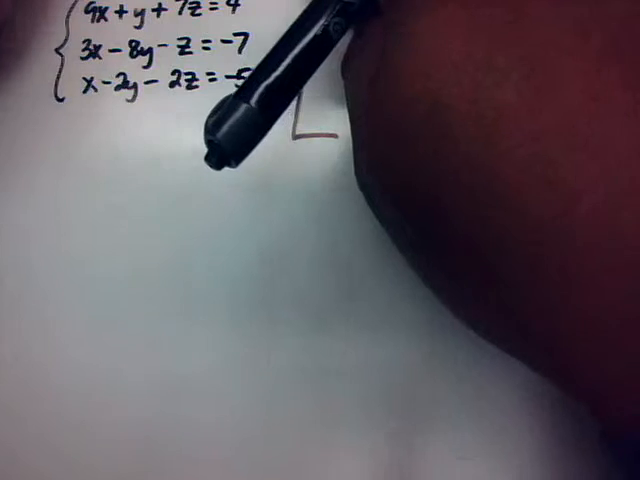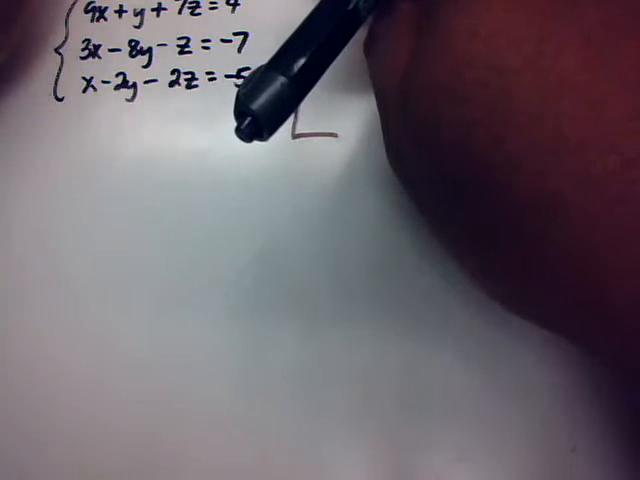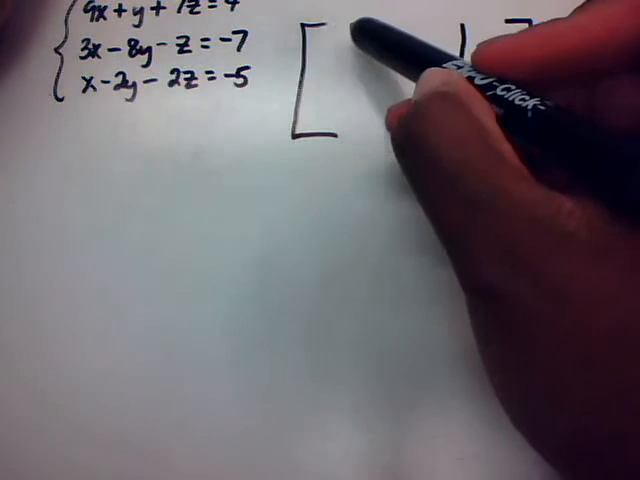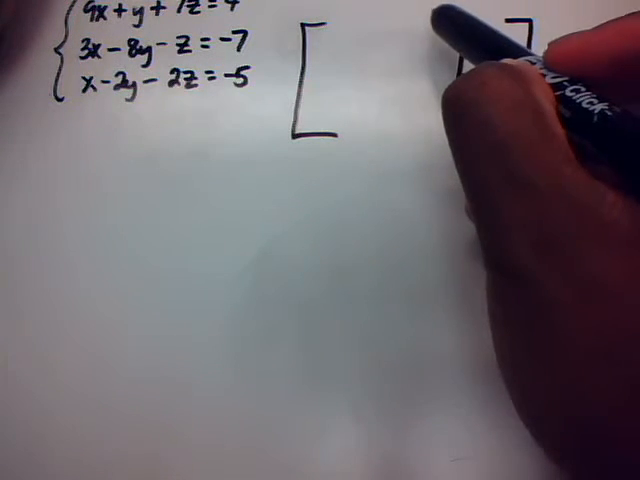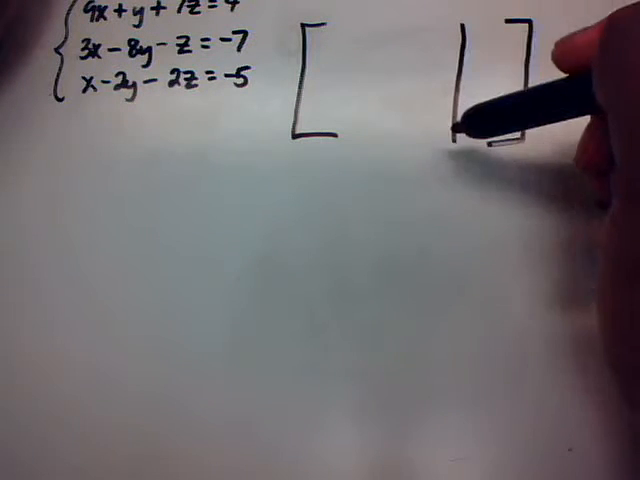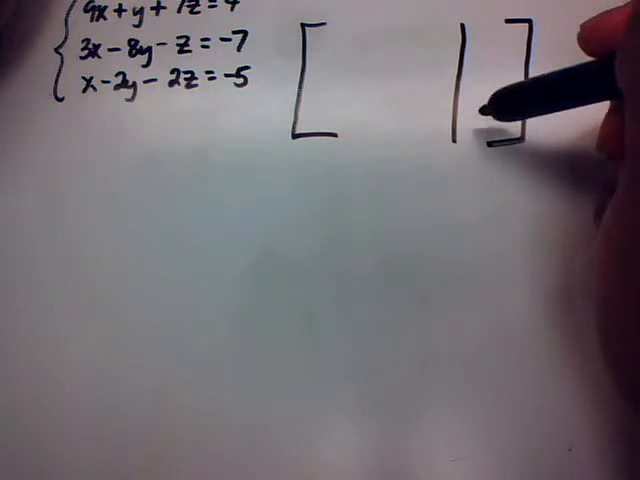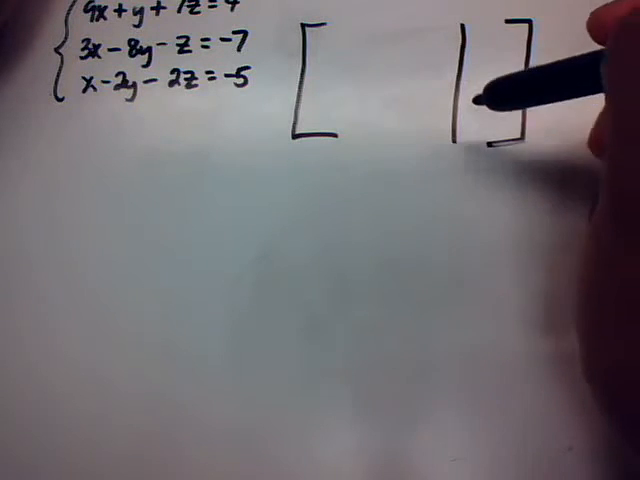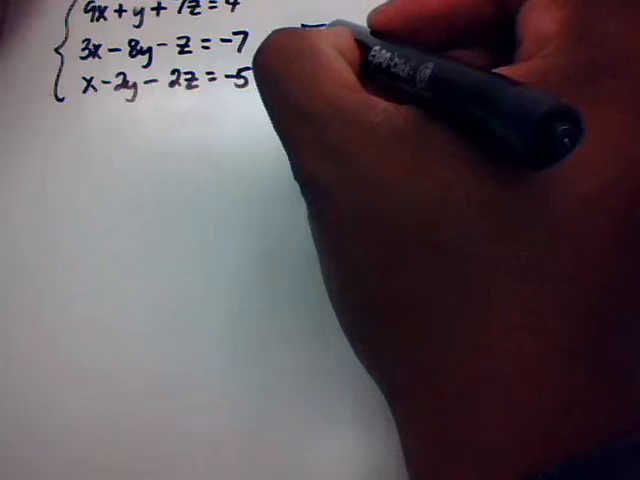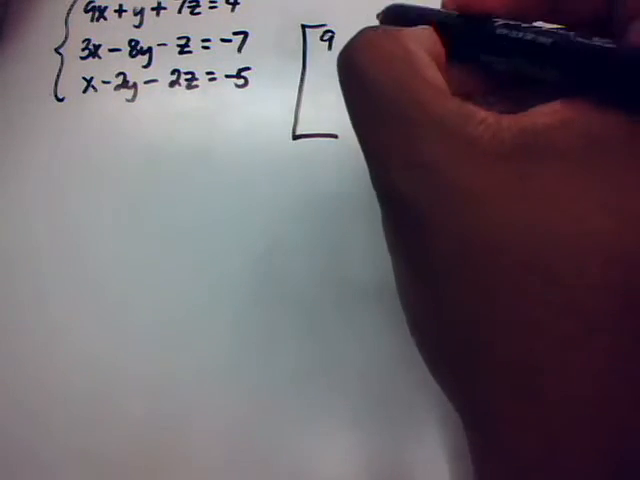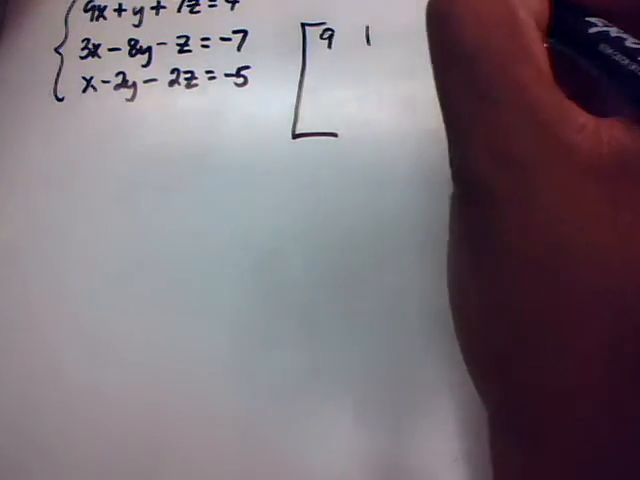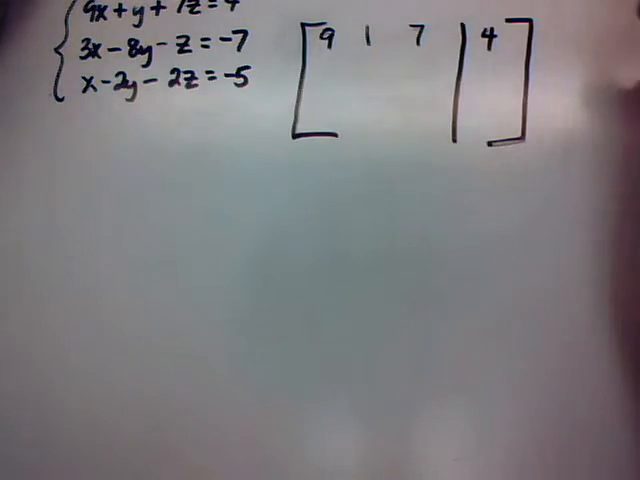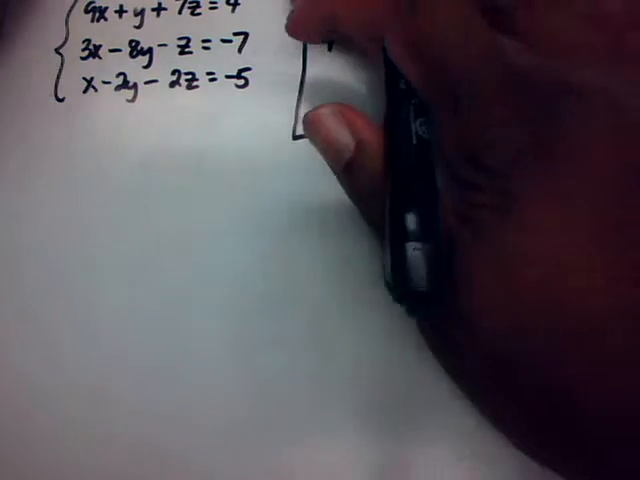Now that first equation, 9x plus y plus 7z is equal to 4, I'm going to write just the coefficients. The first column is the x, the second column is the y, the third column is the z, the vertical bar represents the equal sign, and the final column after it represents the constants. So I'll write this as a 9, because that's the coefficient of x. The coefficient of y is 1, and the coefficient of z is 7. And my constant is 4. So I have a 9, a 1, a 7, and a 4.